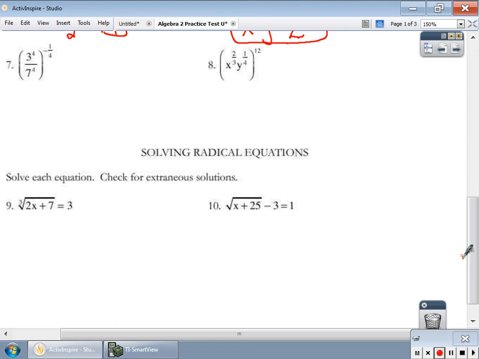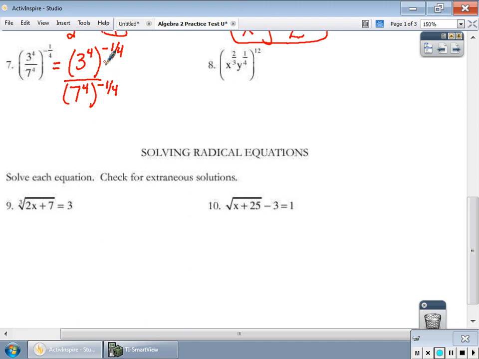Now we have 3 to the 4th over 7 to the 4th raised to the -1/4. There's a couple things going on here. I do see a negative exponent, but I also see these parentheses. And so the immediate first thing I want to do is clear the parentheses. So everything on the inside needs to get a power of -1/4. So the 3 raised to the 4th power, that wants the exponent -1/4. Over 7 to the 4th, that wants the exponent of -1/4.